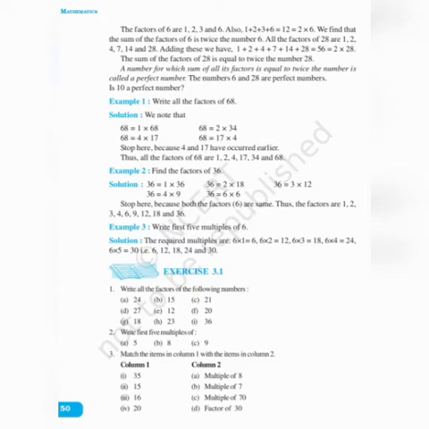Now you understood. I have found the factors, and now I add all the factors: 1 plus 2 plus 3 plus 6. 1 plus 2 is 3, 3 plus 3 is 6, 6 plus 6 is 12. I am getting 12. How can I write 12? 2 into 6. 2 into 6 means twice 6, so it is 2 times that number 6. So number 6 is a perfect number.